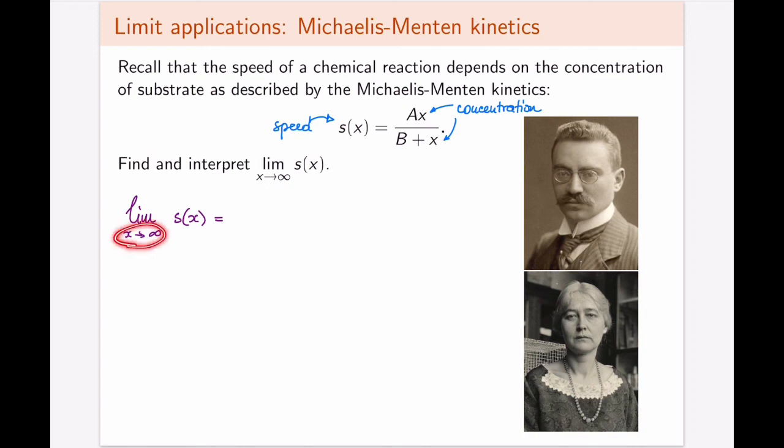So what we have here is x approaches infinity. So the x that corresponds to the concentration approaches infinity. So the concentration is very, very large. And I am taking the limit of S of x, which corresponds to speed. So altogether, this means that I'm looking for the speed of the reaction as the concentration grows very, very large, as concentration of substrate in particular. So let's be precise. Substrate grows very large.